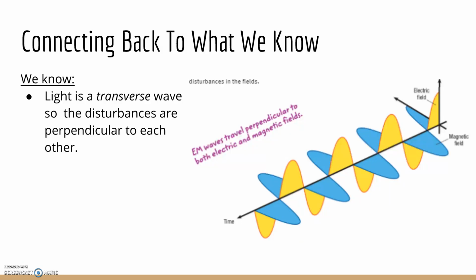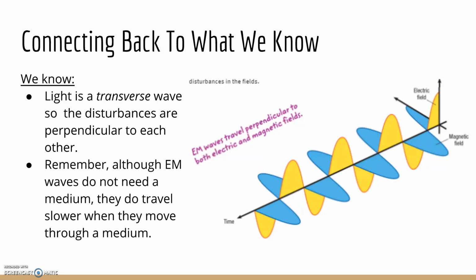So it travels perpendicular. And remember, although electromagnetic waves do not need a medium, they do travel slower when they move through a medium. So light actually travels slightly faster in space than it does once it reaches Earth, when there's air and things to slow it down.